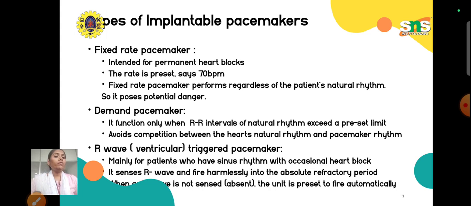there is a high chance of a potential risk of competition between the patient's natural rhythm and the pacemaker impulse. So this could be recommended only for people who have permanent heart blocks. That type of people will go with this type of fixed rate pacemaker. Here, once the rate is fixed, for example, say 70 beats per minute, this pacemaker will give the impulse continuously, irrespective of the patient's natural rhythm. So it is highly recommended for permanent heart block type of patients.